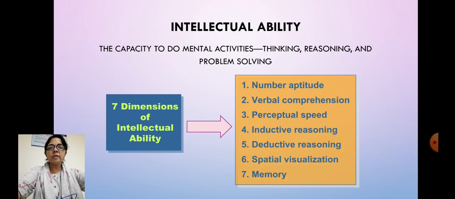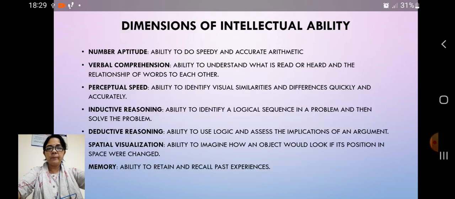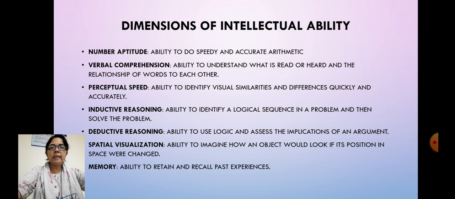And there are 7 dimensions of intellectual ability: number aptitude, verbal comprehension, perceptual speed, inductive reasoning, deductive reasoning, spatial visualization and memory. So, let us discuss these dimensions. Number aptitude is the ability to do speedy and accurate arithmetic. Basically, for smaller calculations, we are always looking for calculators. Rather, this dimension talks about how quickly you can do it orally.